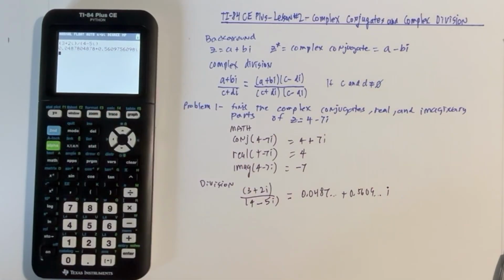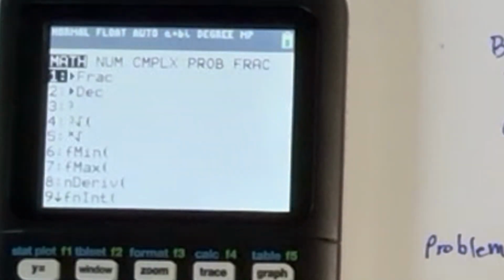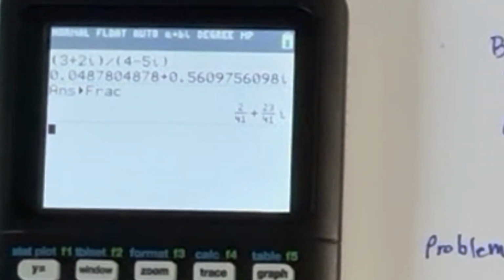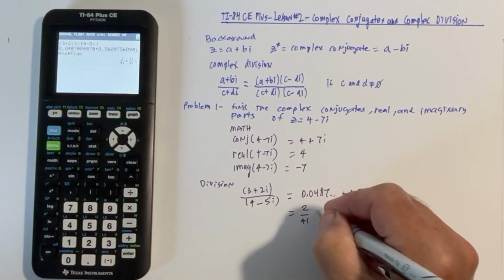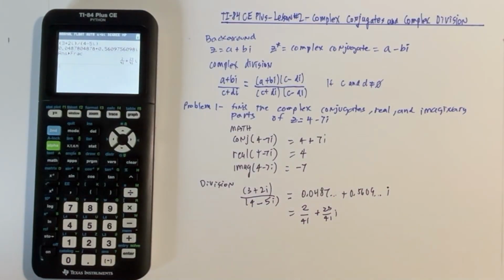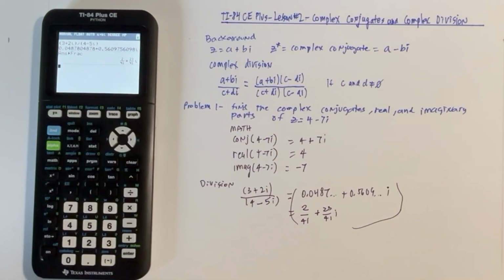Now, let's see if we can simplify that into a fraction, which makes it a little simpler to look at. Let's go back into our math function again. The first thing that comes up is fraction. Let's hit enter, and it'll express our answer in terms of fractions. Enter. That turns out to be 2/41 + 23/41 i. So these two are equivalent answers. We've just changed the form of it to put it in the fractional format.